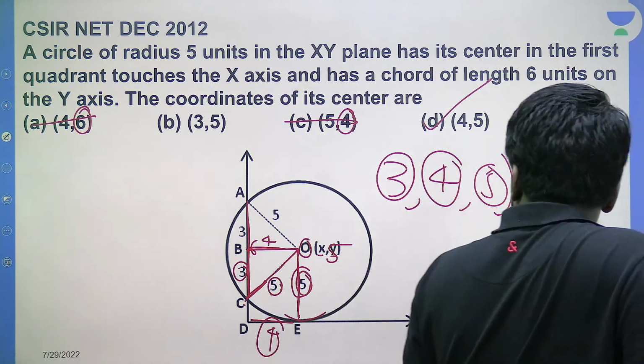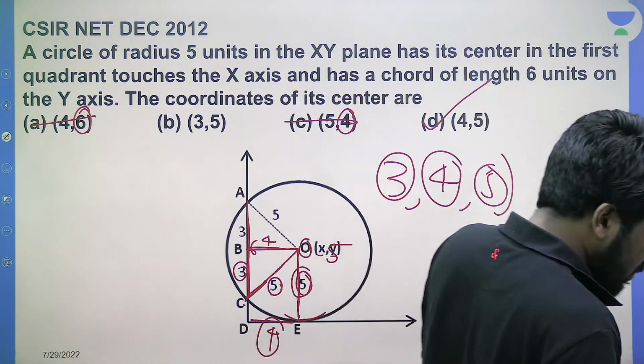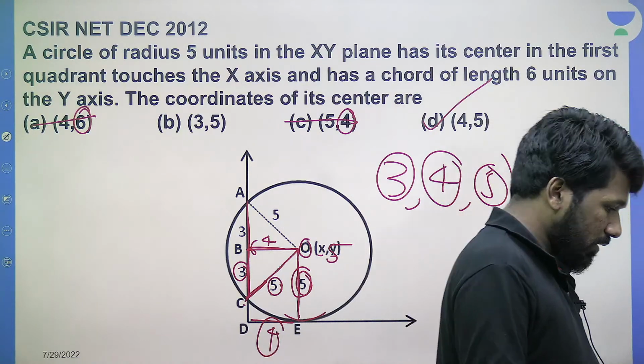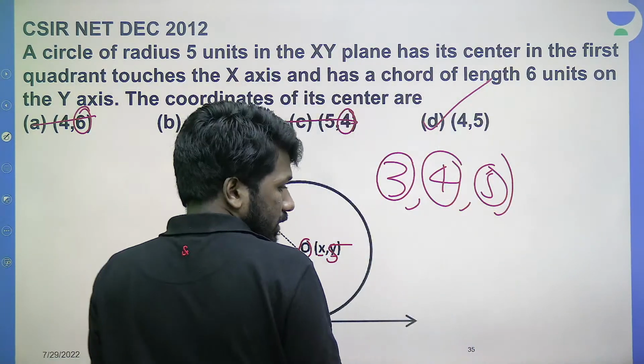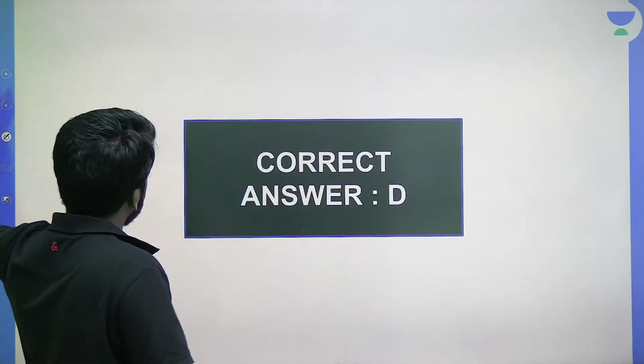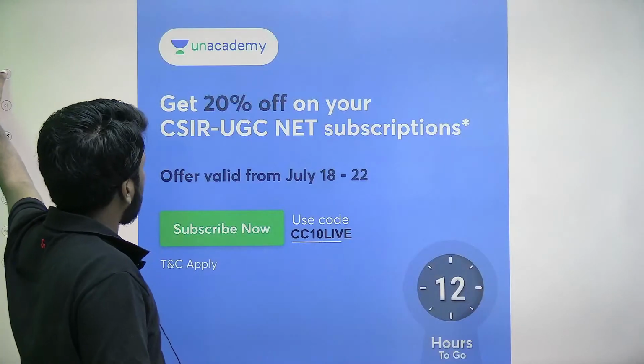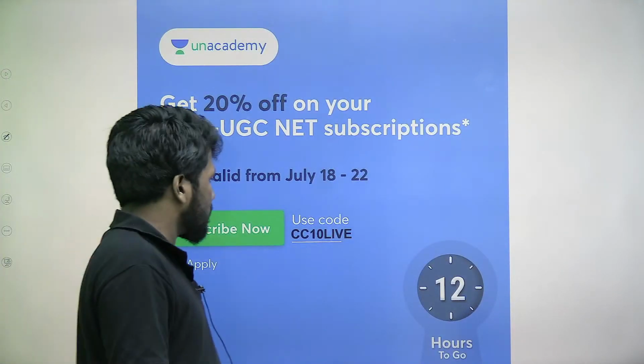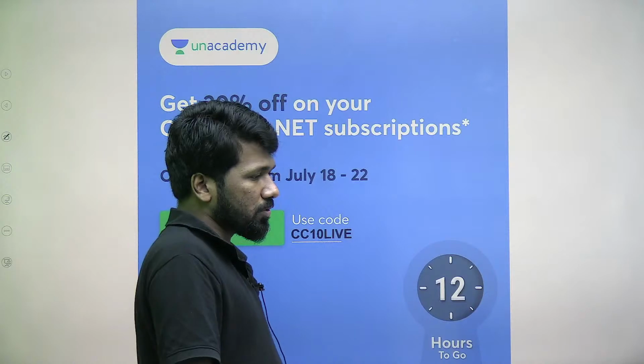Anybody specify the doubt? From the beginning, if I explain, it will take a lot of time. Anyway, I will just go on to the next question. The doubts you people can send. So D will be the correct answer. Before going to the next question, we have 4 or 5 questions more.